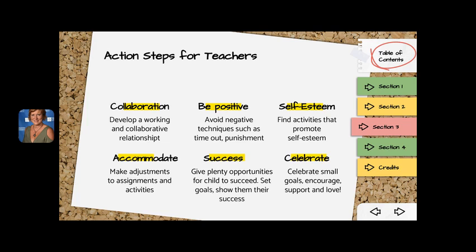Accommodate. Make adjustments to assignments and activities. If a student is really struggling with depression, they're not going to be able to do things the same as they could have before. So keep those things in mind. Success. Give plenty of opportunities for a child to succeed. Set goals. Show them their success. Talk about success. And celebrate. Celebrate small goals. Encourage support and love in your classroom.